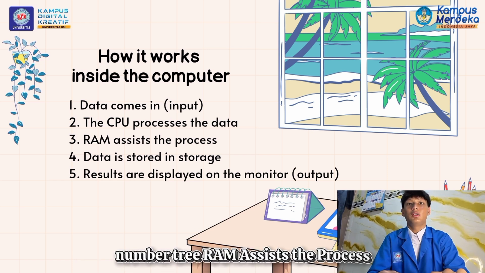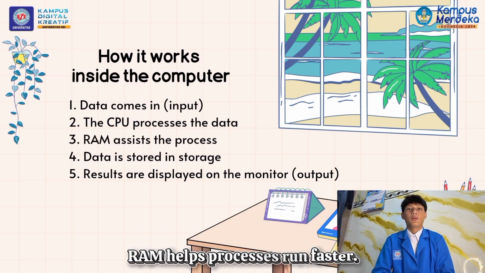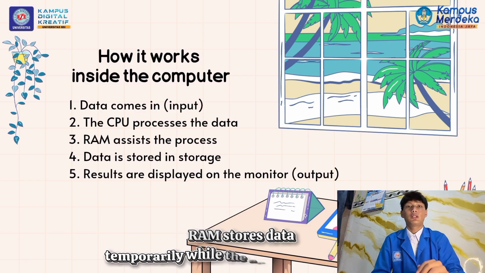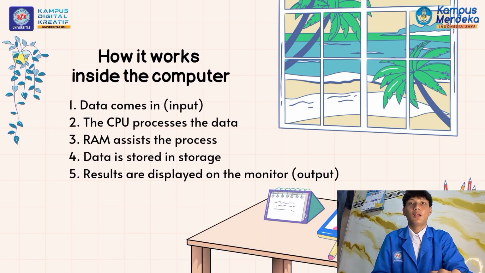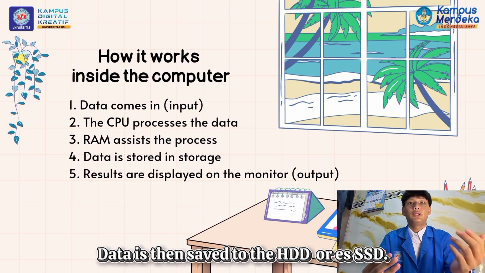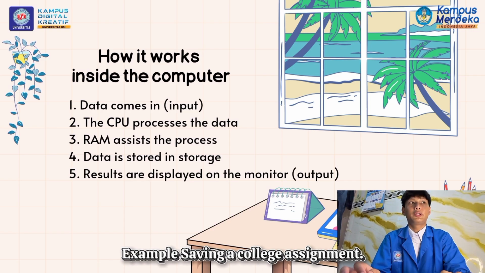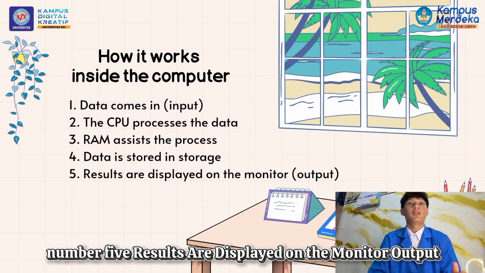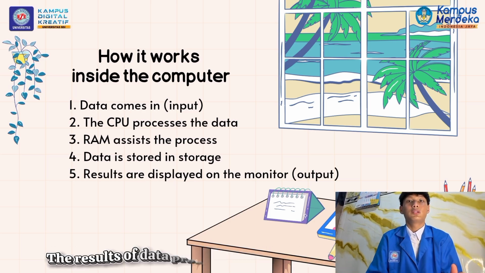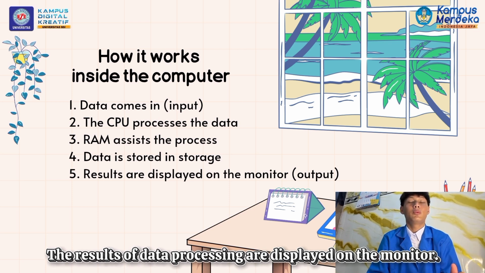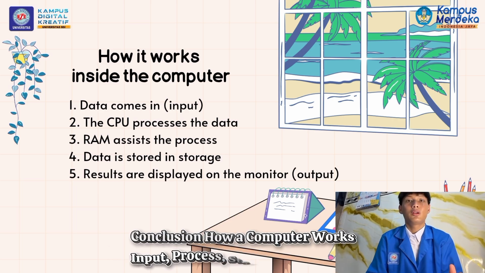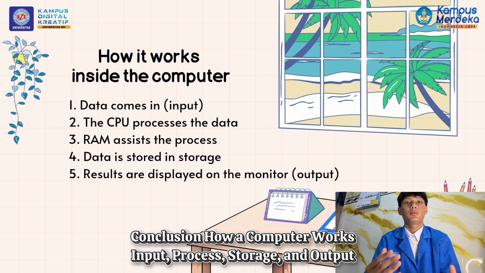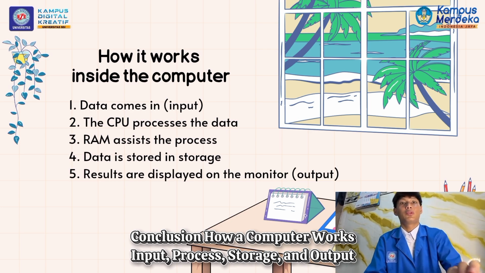Number 3, RAM assists the process. RAM helps processes run faster. It stores data temporarily while the application is in use. Number 4, data is stored. Data is saved to HDD or SSD. Example, saving a file. Number 5, results are displayed on the monitor as output. The result of data processing is displayed on the monitor. Example, the text appears on the screen. Conclusion, how a computer works: input, process, storage, and output.